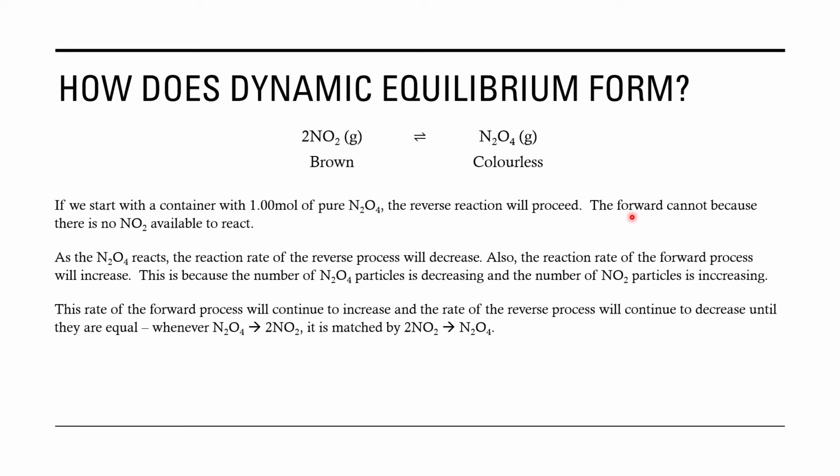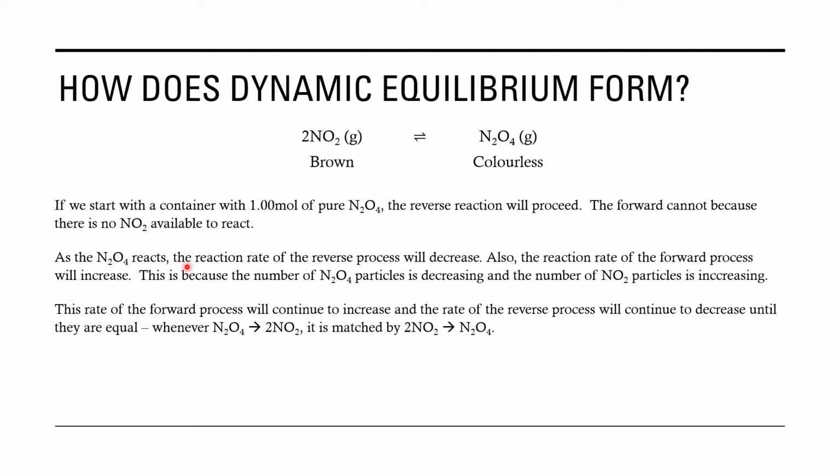And as I said a second ago, the forward process can't actually happen because there's no nitrogen dioxide able to react. So as the dinitrogen tetraoxide reacts, the reaction rate of the reverse process will decrease. Because there's less of those N2O4 particles, that's going to mean that there's going to be a lower reaction rate of that reverse process.